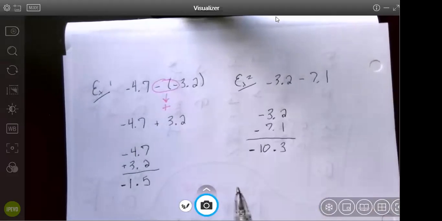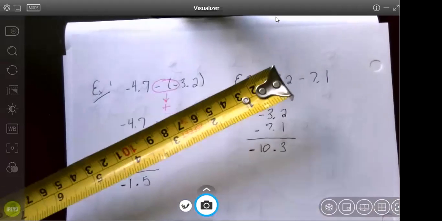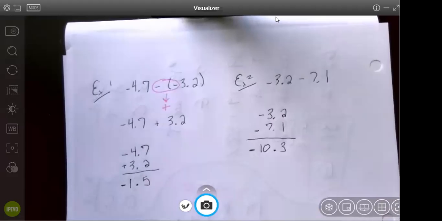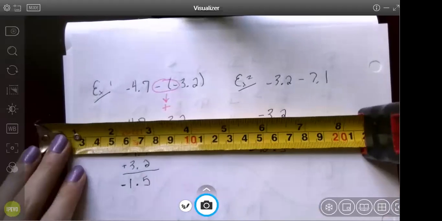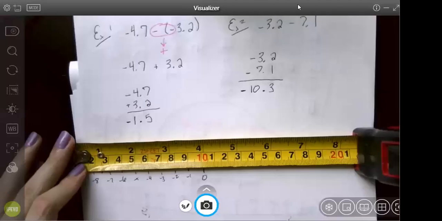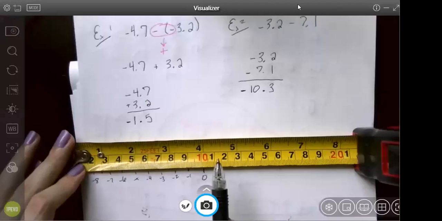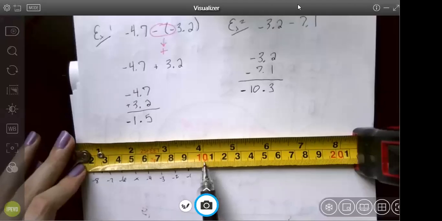Okay, I'll show you what this could look like on a number line. Now, if you don't want to have to draw out a number line, the easiest thing to use would just be a ruler. Now, I don't have a ruler here, so I'm going to have to use my dad's measuring tape, but that's fine. So let's go over how we could use this.